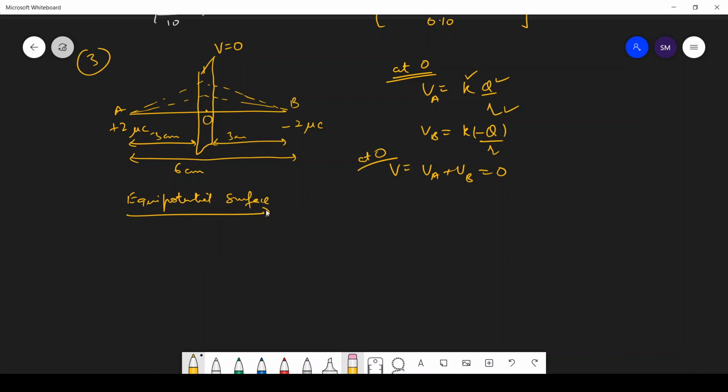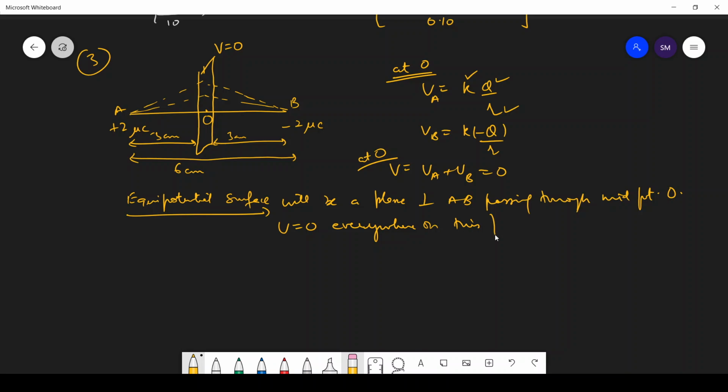So what will be the equipotential surface? The equipotential surface will be a plane normal to this line AB, passing through the midpoint O, right? And V will be 0 everywhere on this plane. Okay students, so that was the first part.